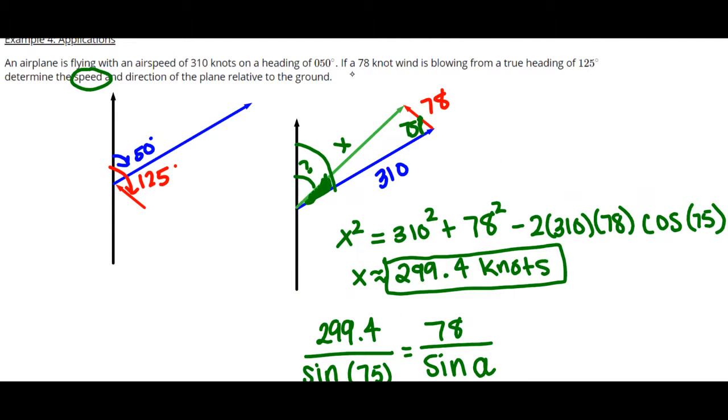So now that I know A is 15 degrees, all I have to do is write 50 minus 15, which will give me my final value. So 50 minus 15 will give us 35. So this plane has a speed of 299.4 knots and a direction of 035 degrees.